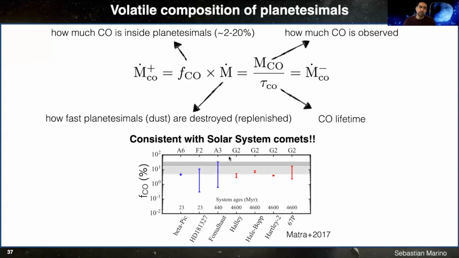And what we have found so far is that that value is consistent in extrasolar systems and solar system comets. This figure shows, on the x-axis, different systems and different comets. On the y-axis, you see this fraction of CO. The blue bars, although very uncertain, are consistent with the values found in solar system comets. So this is a good check, first of all, but it also seems to suggest that there could be similarities between exocomets and solar system comets.